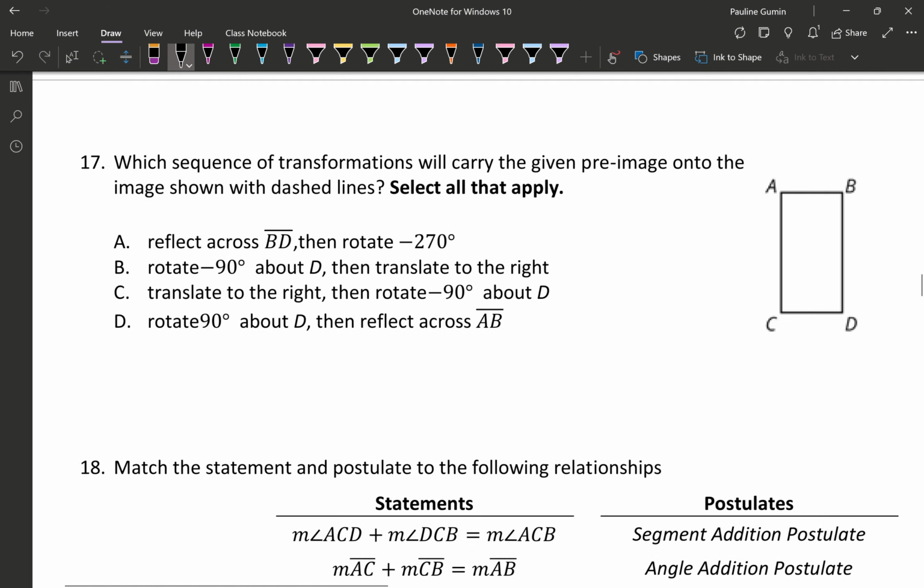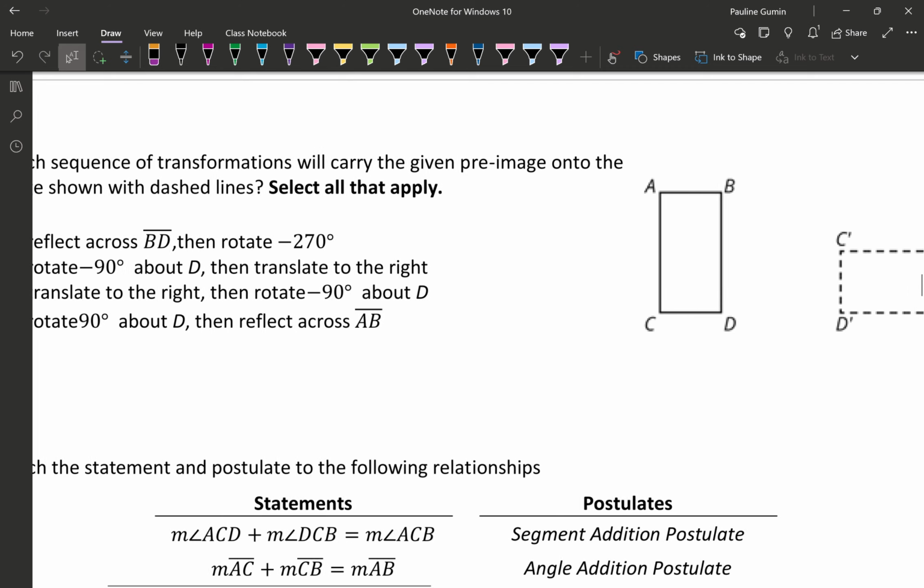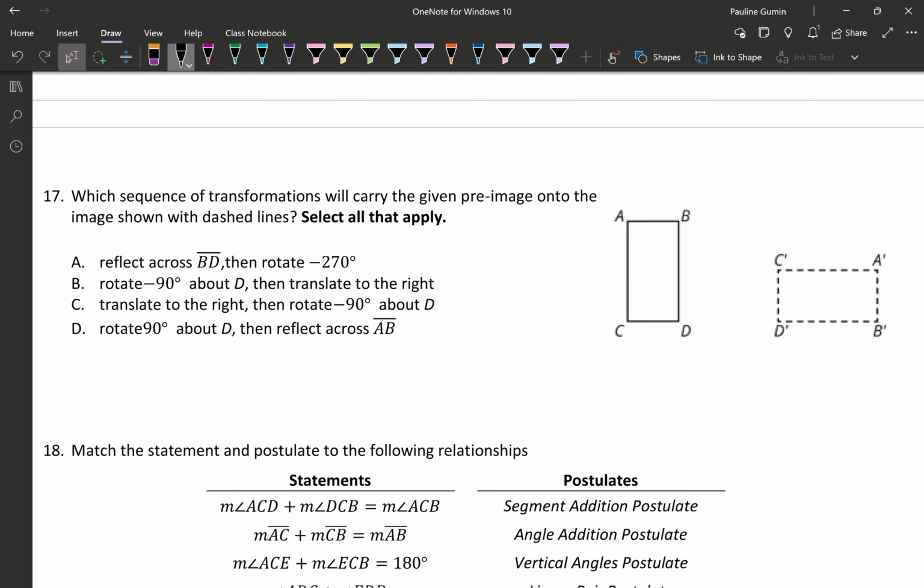Next page. Which sequence of transformations will carry the given pre-image to the image shown in dashed lines? So I want to end up from here over there.